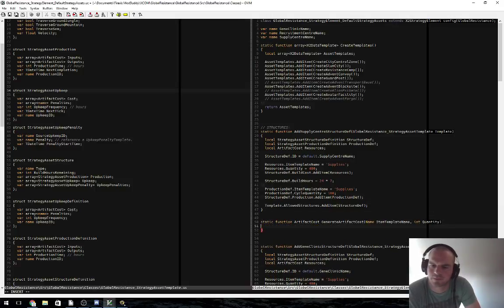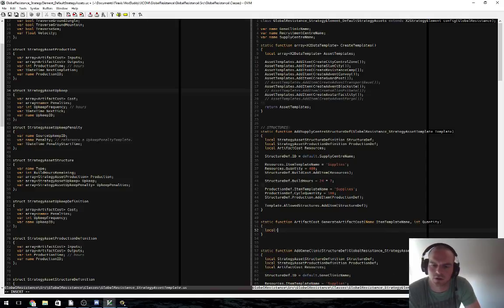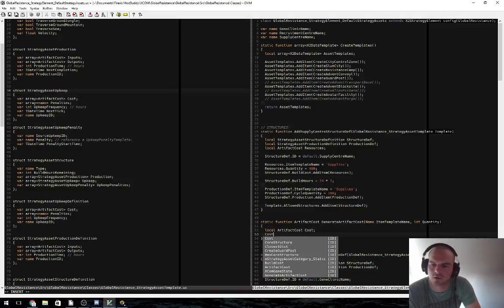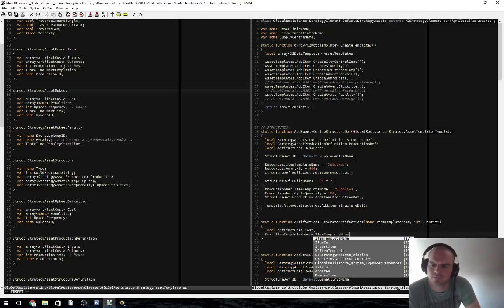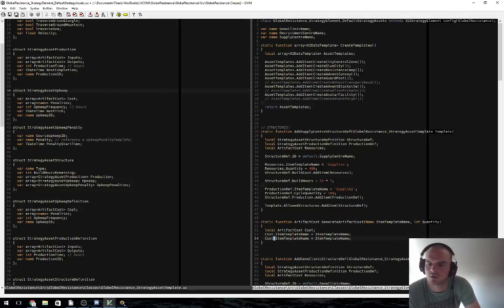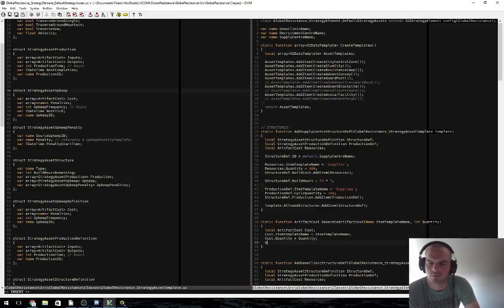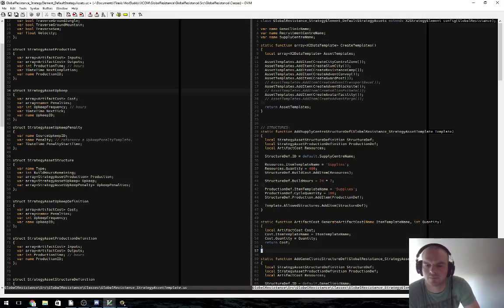Alright. So all we're going to be doing is creating a local artifact cost. Set the cost dot item template name to be item template name, and then the cost dot quantity to cost dot quantity. This is just a shortcut, so I'm not manually doing these.